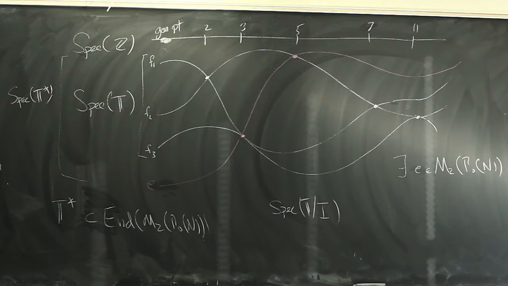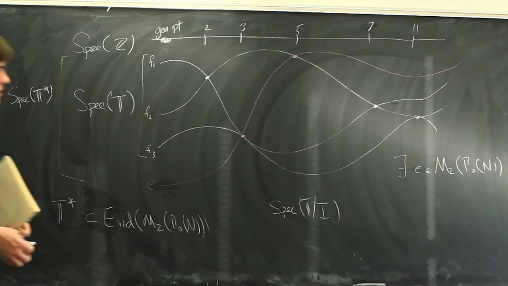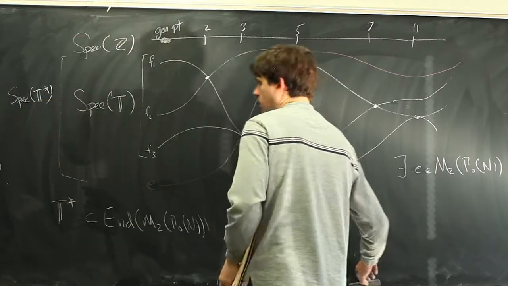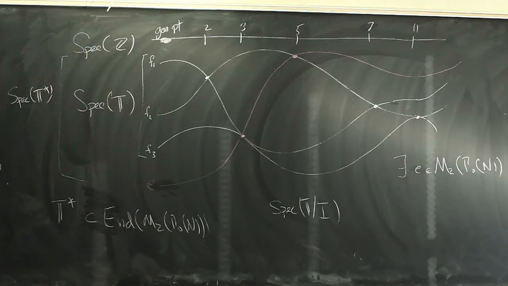Are there any questions about this picture? All right, so now I want to start talking about what happens in the general case where we have larger coefficient rings.